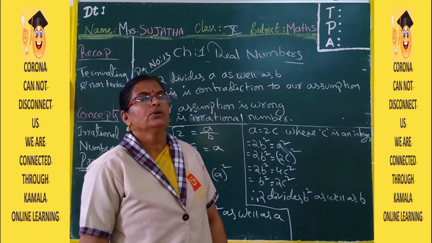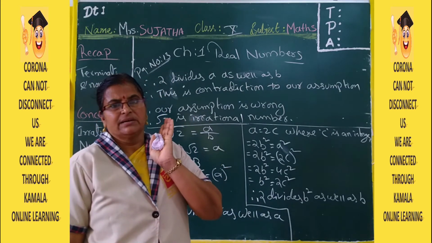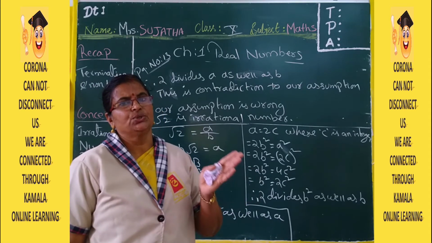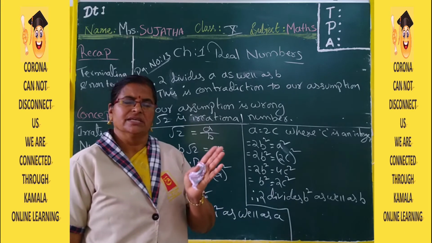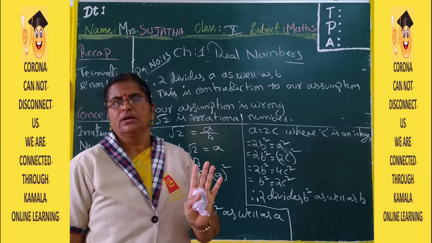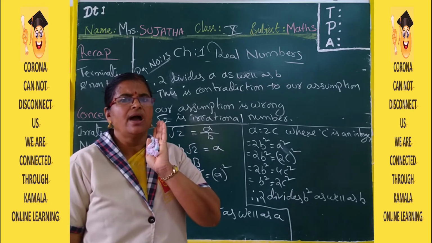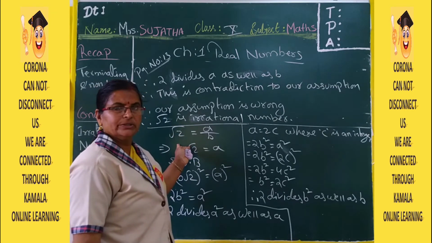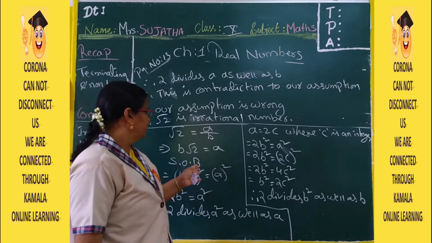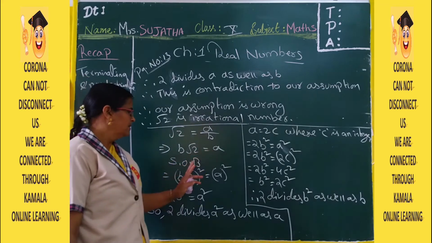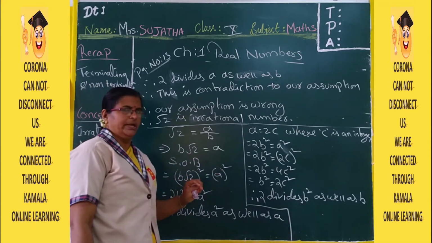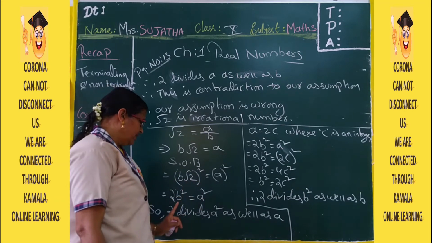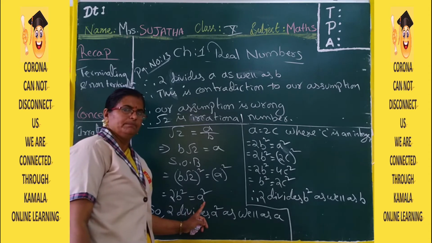First what you have to do? You have to assume that our assumption is root 2 is a rational number. If it is a rational number, then there exist two integers a and b such that a, b are co-primes. Co-primes means they should have one as the common factor. Now, you have to show that root 2 is equal to a by b. Then do the cross multiplication. Then you get b root 2 is equal to a. Then squaring on both sides, you get 2b square is equal to a square.